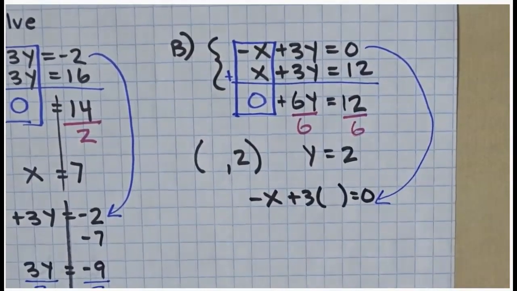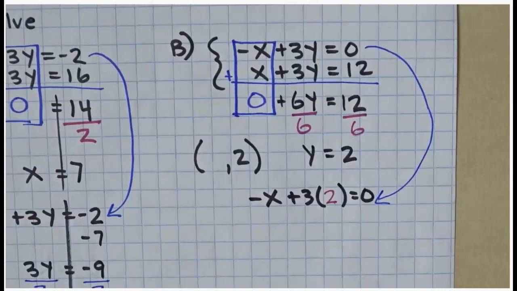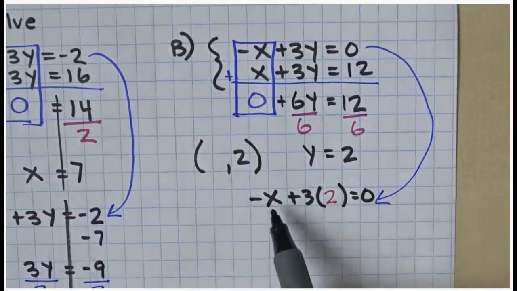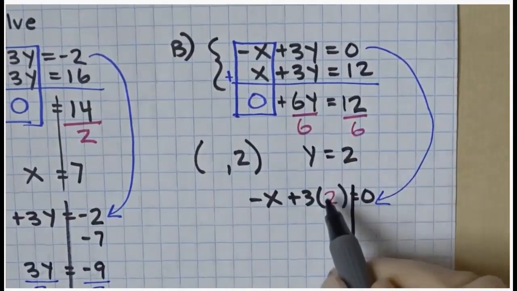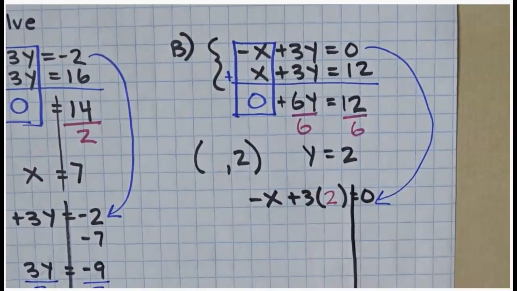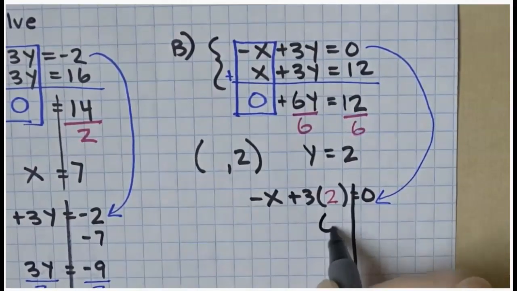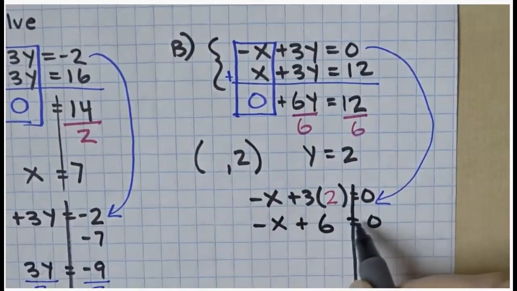All right? So now that y, instead of putting a y in there, we're going to put a 2, the one we just found. And by doing that, my equation now only has an x variable, and I can focus on finding it. Before, when it was a y here, I was like, what? I can't do two variables at the same time. All right, now we got 6 here. Negative x equals 0.